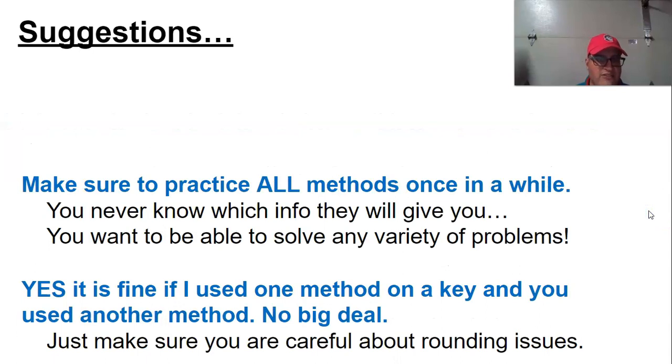Some suggestions I have: practice all the methods once in a while. Based off the information they'll give you, they can make some problems easier or more challenging. I give you a variety, but I try not to overrun you, but you can get plenty from the book and of course what you can find online. Fine to use one method on a key, looking at just getting the calculation and then showing work that makes sense to get there. Just be careful about rounding. Those kind of get messed up with pHs. And again, watch your sig figs.